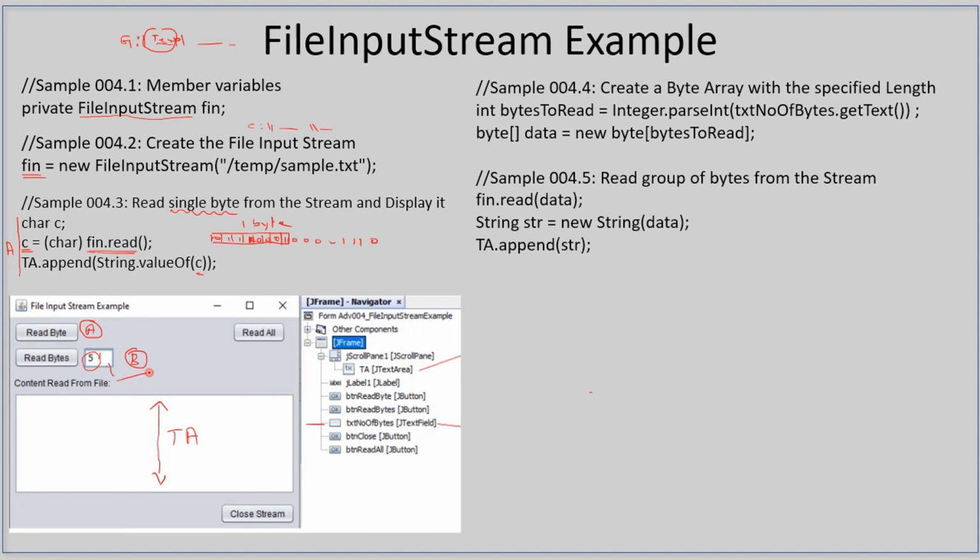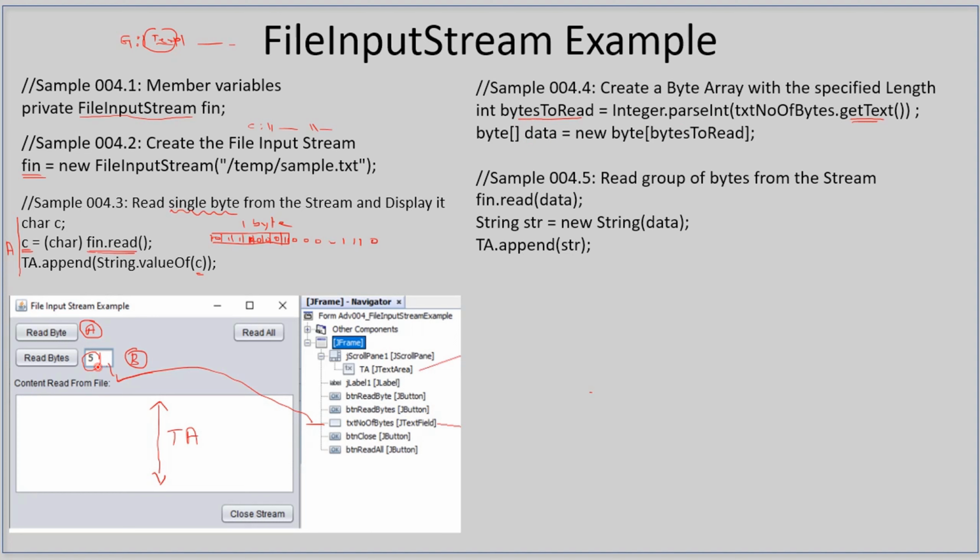JTextField, and getText, that's the method we are calling. Since it's the JTextField, we are making a call to getText, and we are passing that string representation into an integer, and we store that as bytes to read.